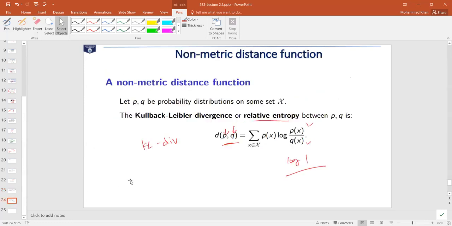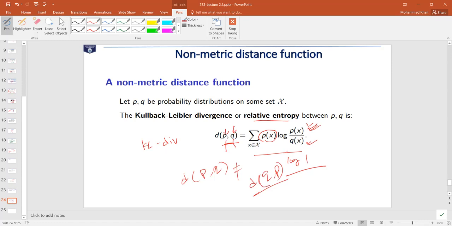For example, for symmetry, we see that we have two distributions, P and Q, and they are used in an asymmetric way in the equation. For example, we are using Px as the numerator and Qx as the denominator. So basically, the equation is asymmetric. That means the distance from P to Q will not be the same as the distance from Q to P.